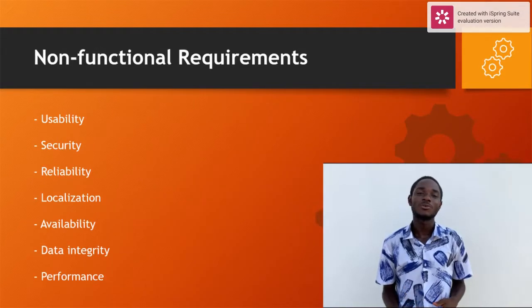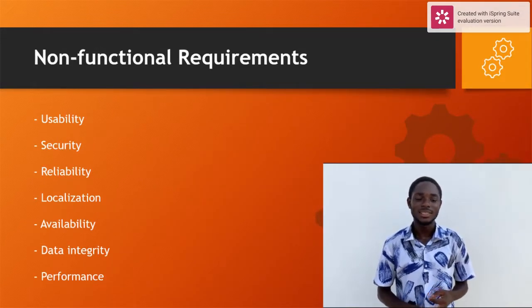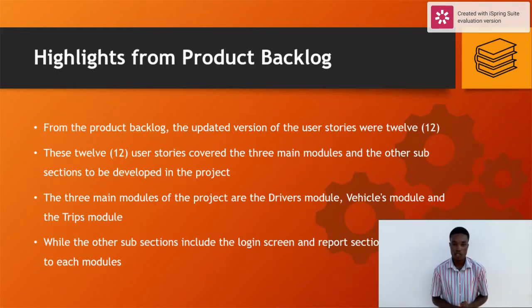So for the non-functional requirements, we have usability, localization, and security. For the highlights from the product backlog, we had 12 updated user stories, and the 12 user stories cover the 3 main models of the software, which are the drivers model, the vehicles model, and the trips model, and other sub-models, which are the login and the reports model, which is attached to each of the main models mentioned earlier.